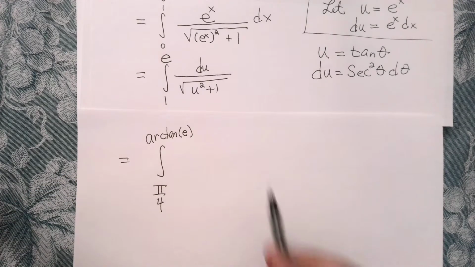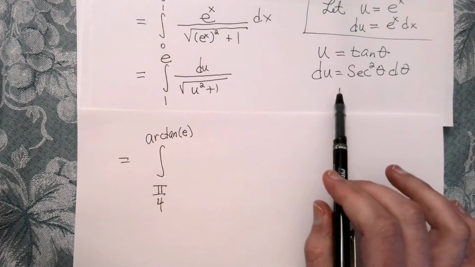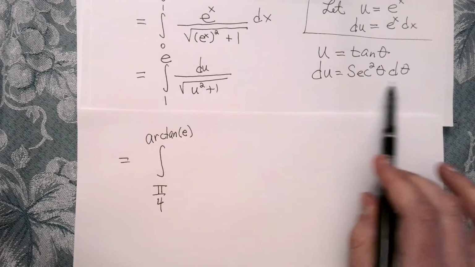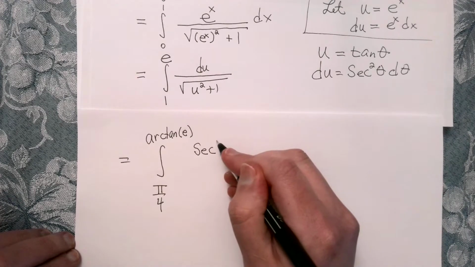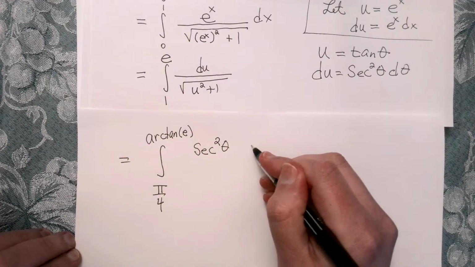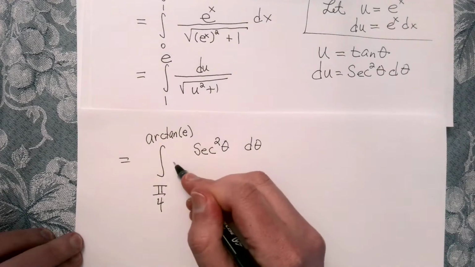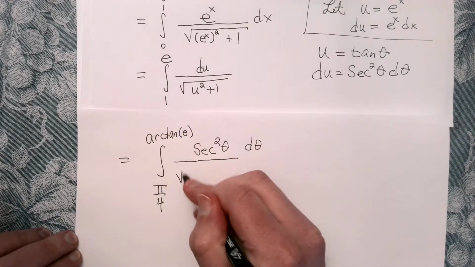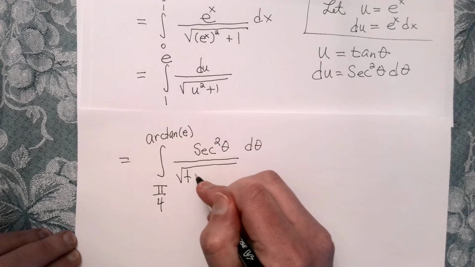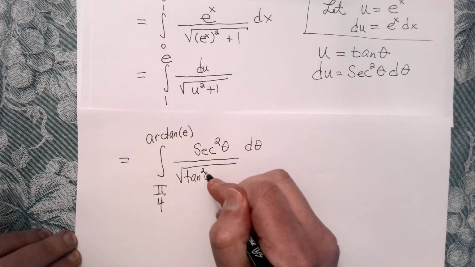Okay, so that seems nice here. Just continuing with our substitution, we have the following. So du is exactly this quantity. So that's secant squared of theta, d theta. And then downstairs, we have the following. So u we said was tangent, so inside the radical, we'll have tangent squared of theta plus 1.